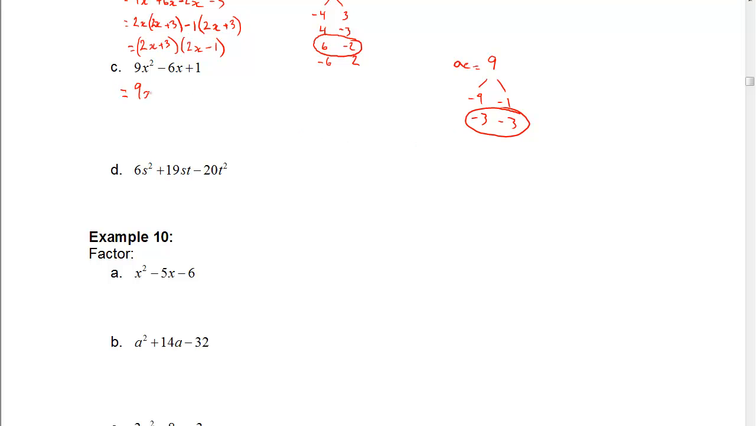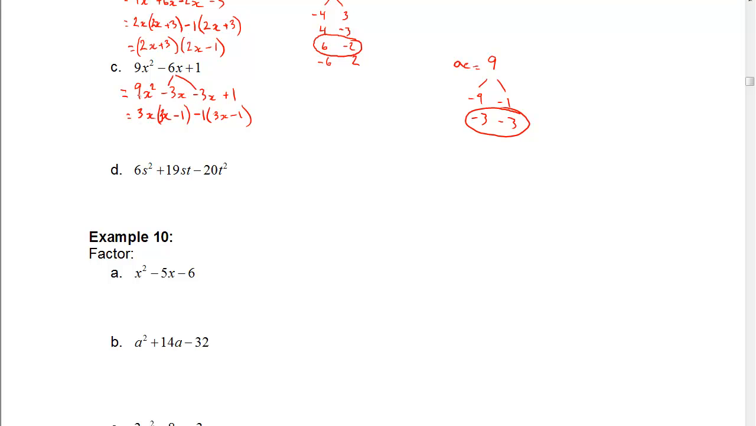So 9x squared minus 3x plus 1. We just rewrite that. Now we group these terms. So this is going to be 3x outside of x minus 1, and this is going to be minus 1 outside of 3x minus 1. And you'll notice I forgot a 3 here.